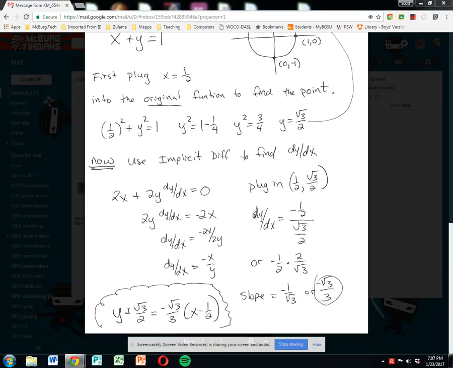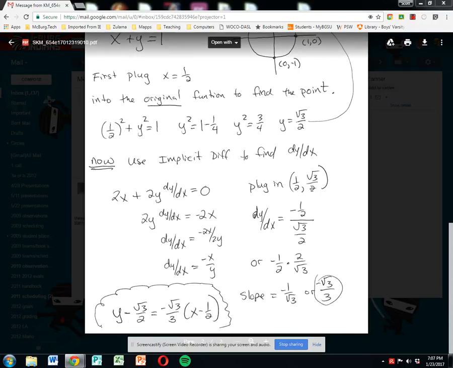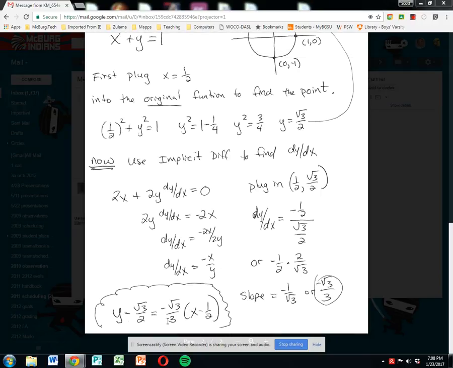So we put it in point slope form. y minus the y value, rad 3 over 2, equals the slope that we just found by plugging into the result of the differentiated equation. We used the derivative, plugged it into the derivative, and x minus the x value, same as we've been doing. So that's good to start us off with implicit differentiation, and good for the day.